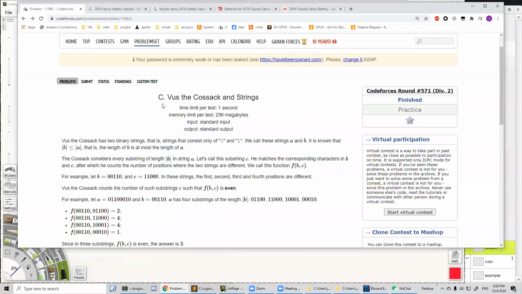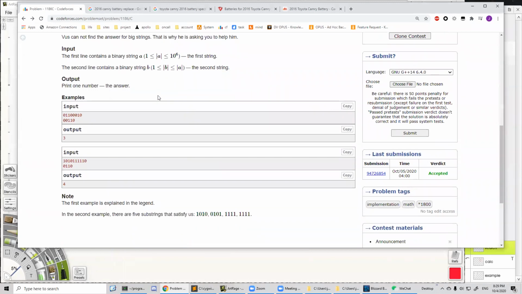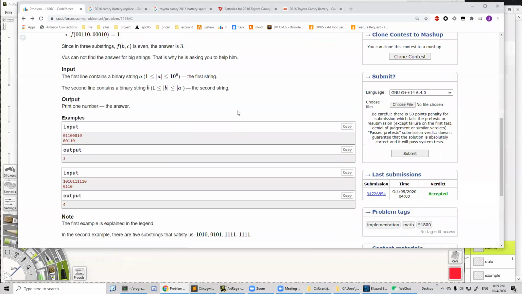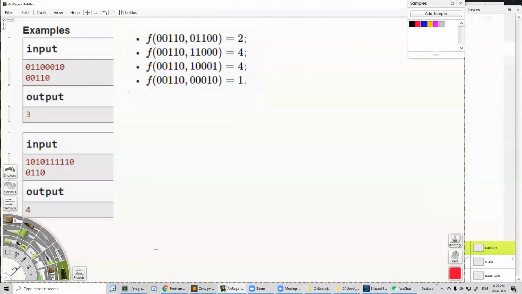Hey guys, we are going to discuss this problem. So it's also a 1800 problem. As always, we are going to start with the example here. So in the input, we are going to have two streams.